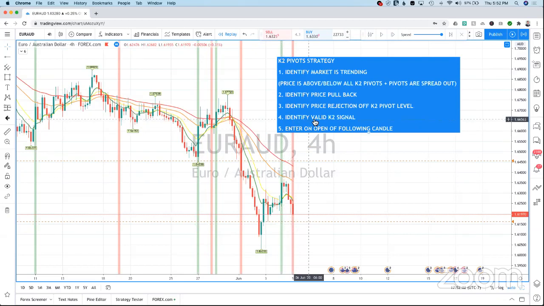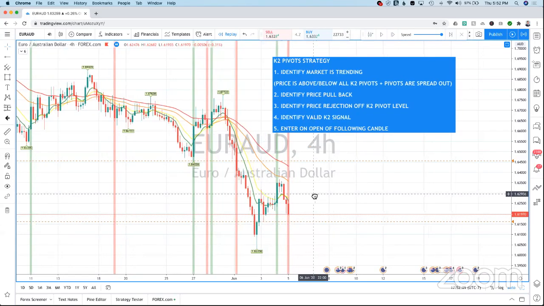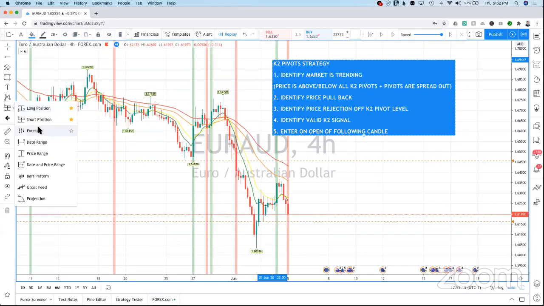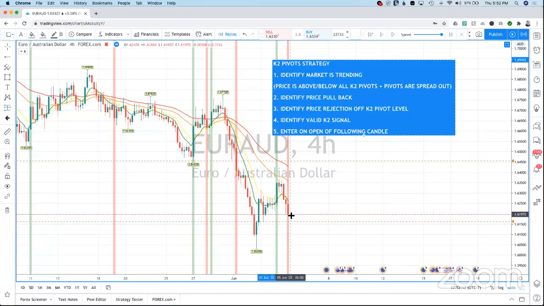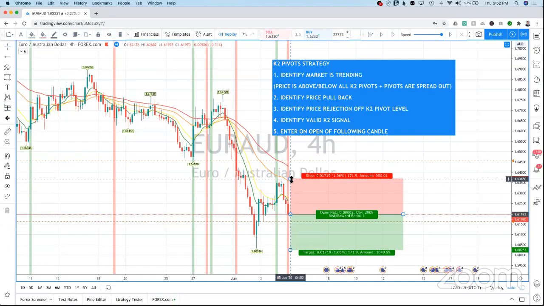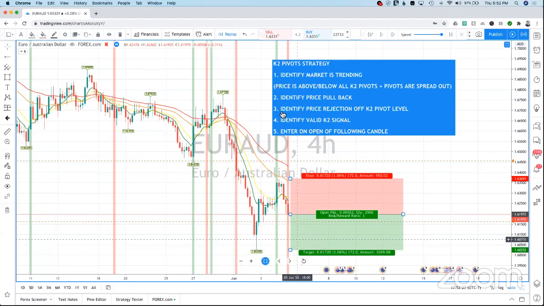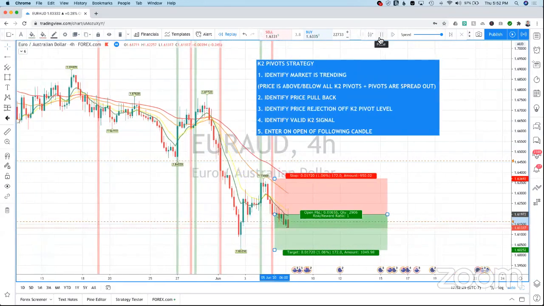Next, we identified a valid K2 signal, which was way down here. So right here, we had the K2 signal, and all requirements are met. We had 1, 2, 3, 4, all requirements are met right here. Enter sell. Place our stop loss at the previous swing, which is right here, for about 172 pips. Let the trade play out.